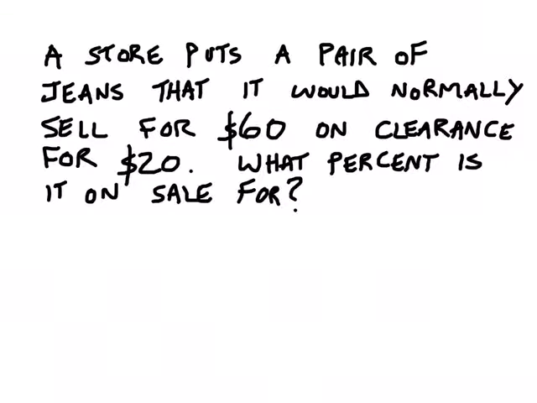So here we've got a question dealing with sales. A store puts a pair of jeans that it would normally sell for $60 on clearance. A clearance is a type of sale, for $20. What percent is it on sale for? Well, I'm asking about a percent, so a good place to start would probably be to say x over 100. I don't know what percent it's on sale for. And that should be equal to the original price.